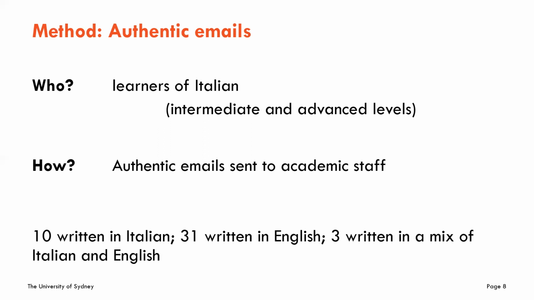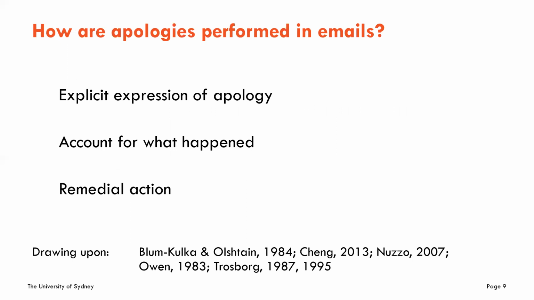But overall, 44 authentic emails, as well as all of the elicited emails. In terms of how apologies were performed in the emails, both elicited and authentic, there were 3 principal apology strategies which I identified in my data. So first and foremost, the explicit expression of apology, which is what we generally would identify as an apology.